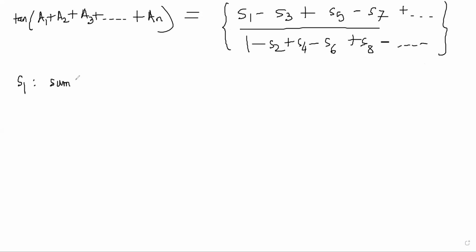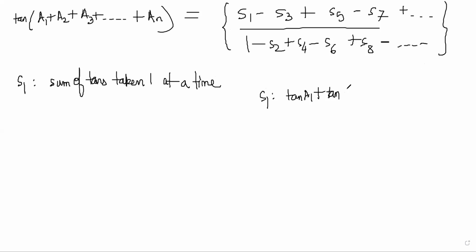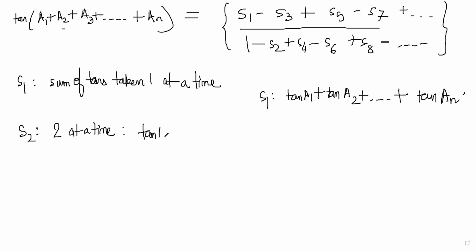S1 is basically the sum of tans taken one at a time. So each term will have only one tan and you have to do the sum of all tans. So S1 will be tan A1 plus tan A2 plus tan A3 and so on till tan An. Sum of all the tans taken one at a time. S2 will be the sum of all the tans taken two at a time. So you have to pick two tans. For example, tan A1 tan A2, plus another such term will be tan A1 tan A3.